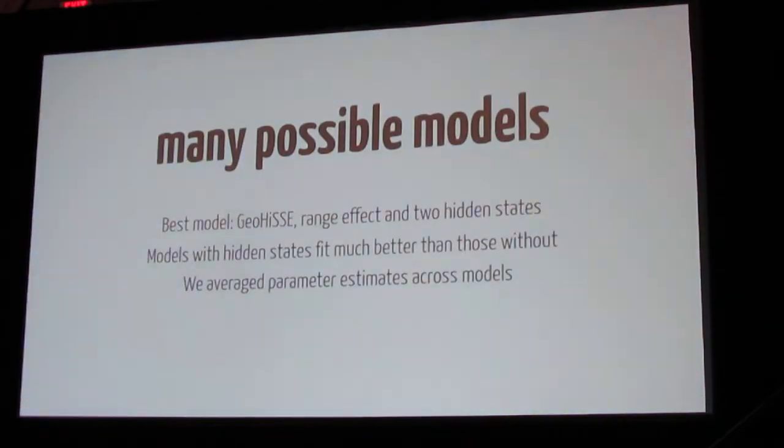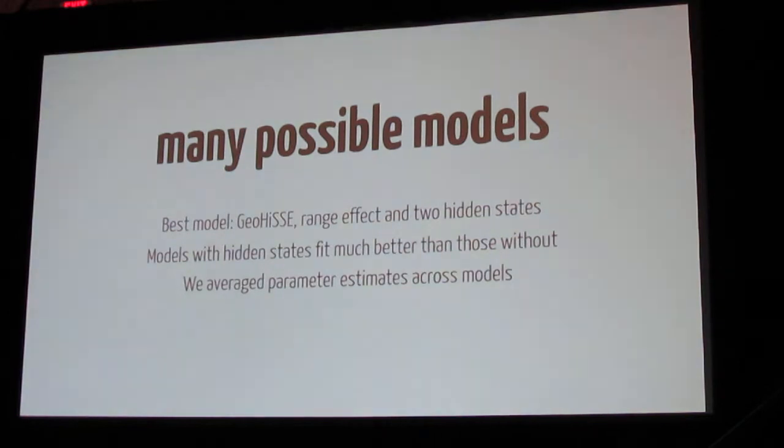I'm not going to get into the details of this, but suffice to say there are many possible versions of these models that differ in how many hidden states you put in, how rates of transition between different things are linked versus not, and how speciation occurs. We've investigated 10 of these models now, and across those, the best one that has come out is a GeoHiSSE model. It has a range effect, so coastal areas have different rates than inland areas, and two hidden states.